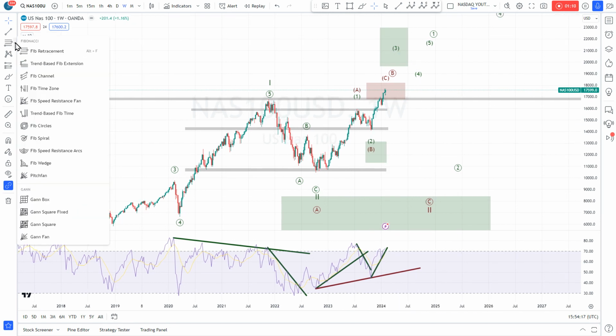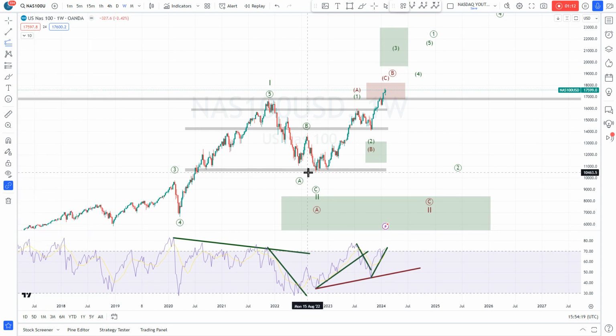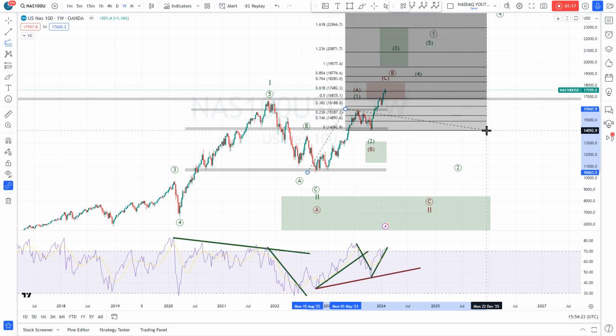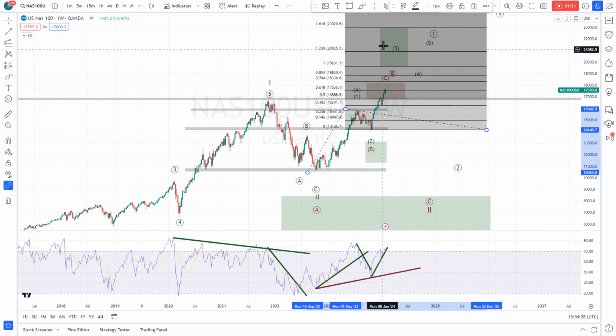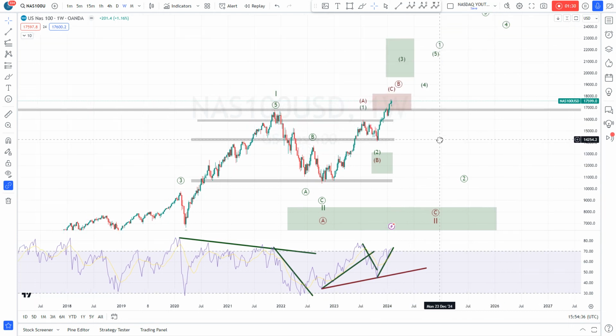The target area for this wave 3 is the area that we can find by taking the length of wave 1, the length of wave 2, and then here we have the area between the 1 and the 1.618 FIB extension, which is the target for our wave 3. So this looks quite bullish.